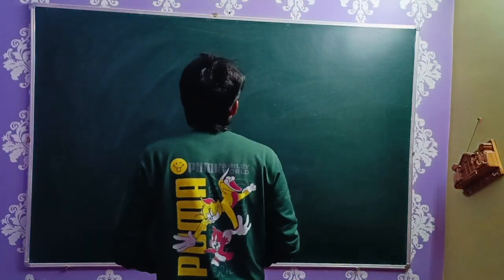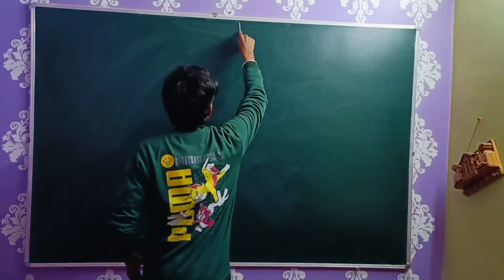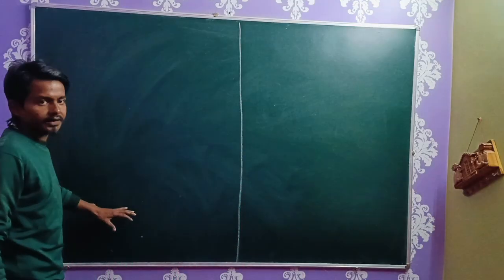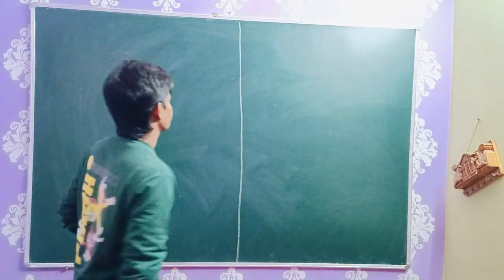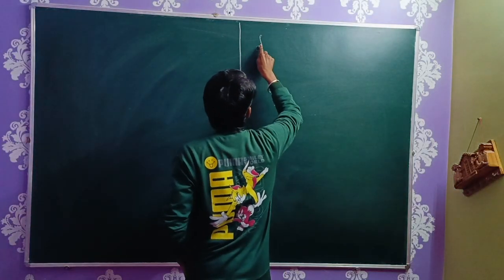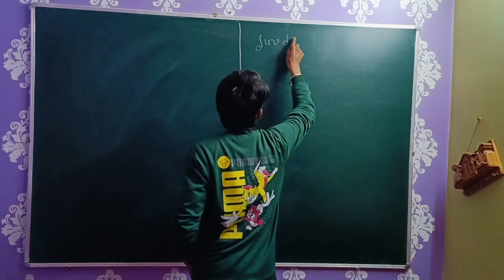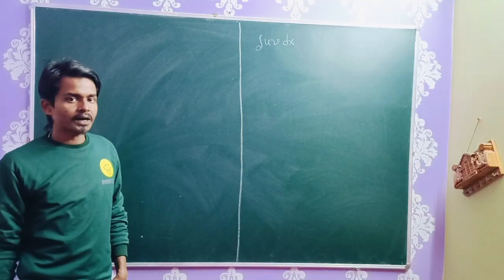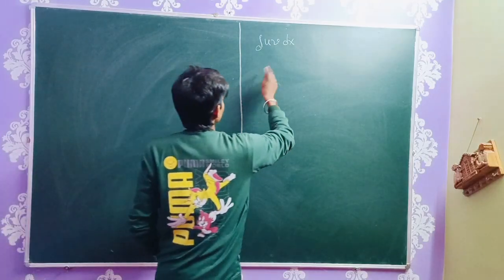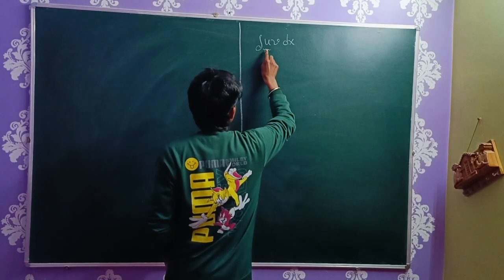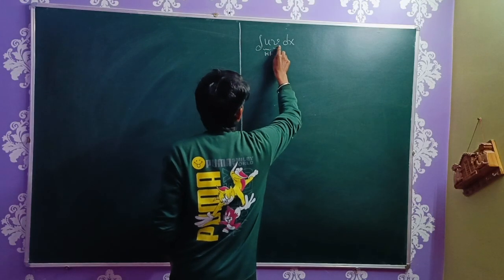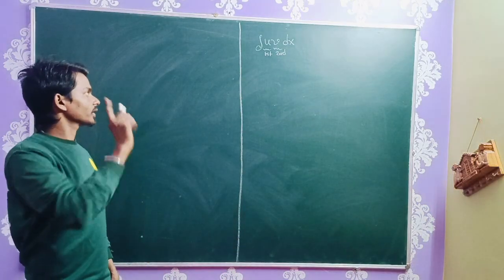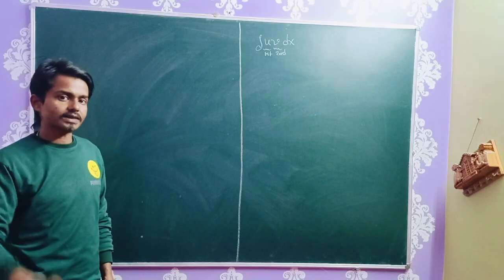On the right-hand side I'm writing the formula, and on the left-hand side we will see its application. If you have a product of two functions and you want to integrate with respect to x, then by integration by parts, first of all, you have to decide which function you take as the first function and which as the second function.